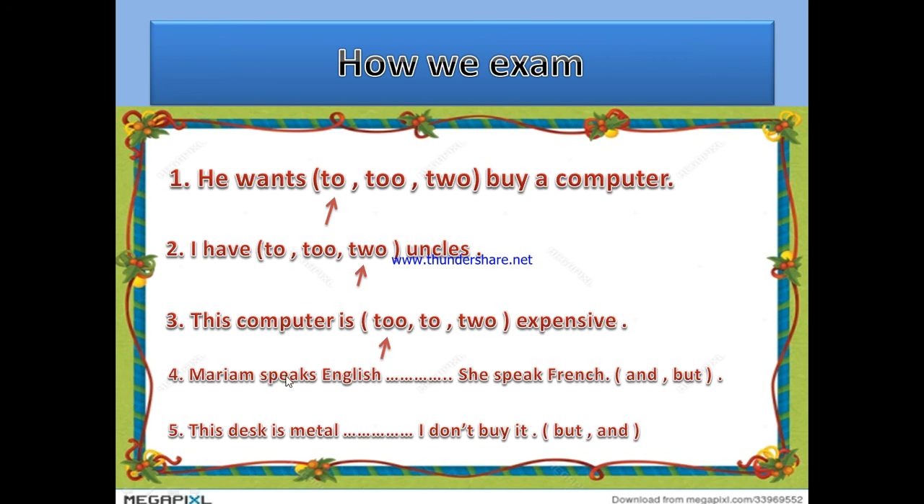Four, Mariam speak English, blank, she speak French. Look, we have the same meaning. Here speak and here speak. Two sentences with close meanings. What do we put? Good, and. Five, this disc is metal. I don't buy it. But or and, we have here don't. Look, two contradictory sentences in meaning. What do we choose? Good, it's but. This disc is metal, but I don't buy it.